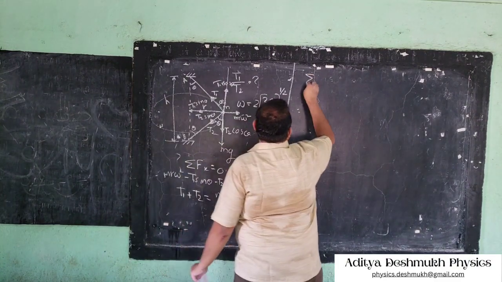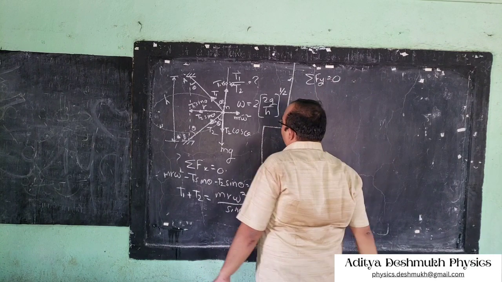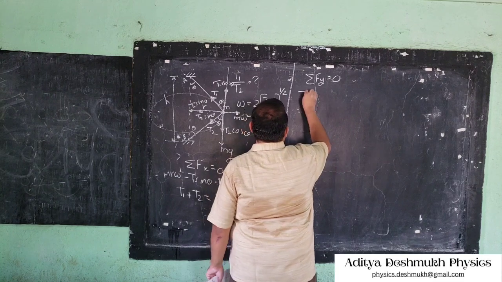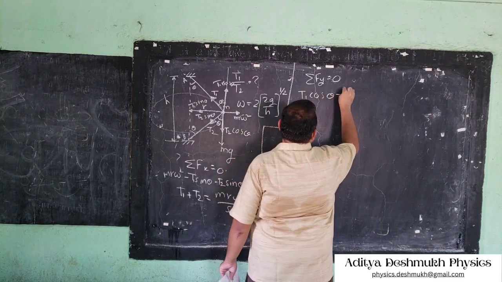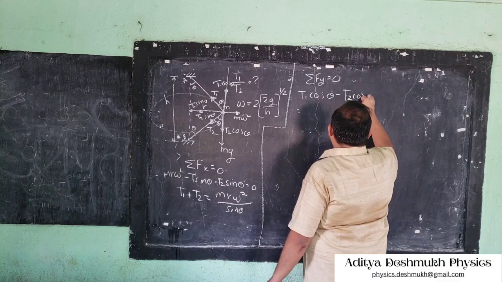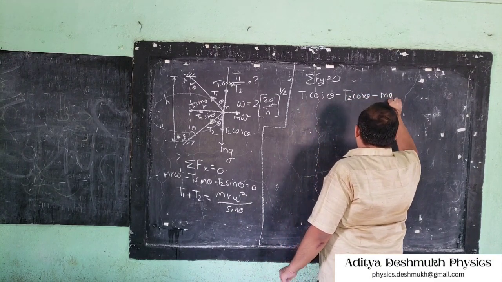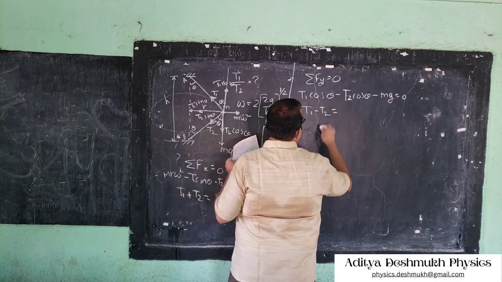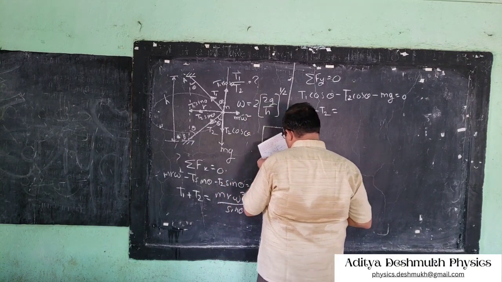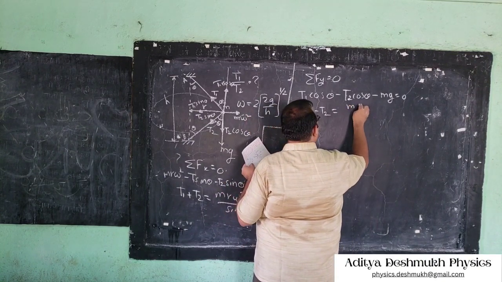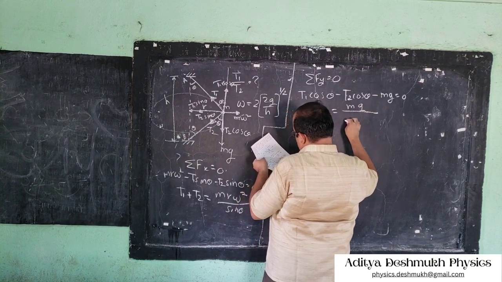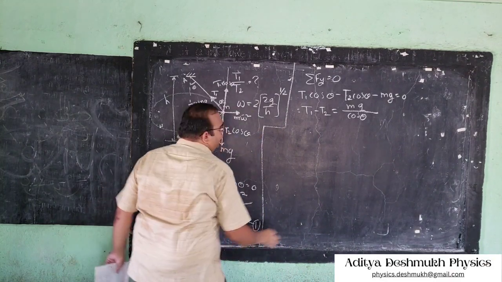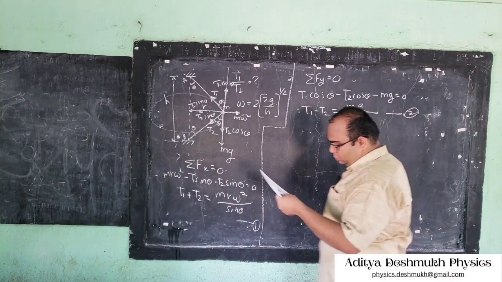If I take summation of Fy equal to 0, I will get T1 cos theta minus T2 cos theta minus mg equal to 0. So T1 minus T2, I will get from this equation, should be equal to mg upon cos theta. This is my equation 1, and this is my equation 2.